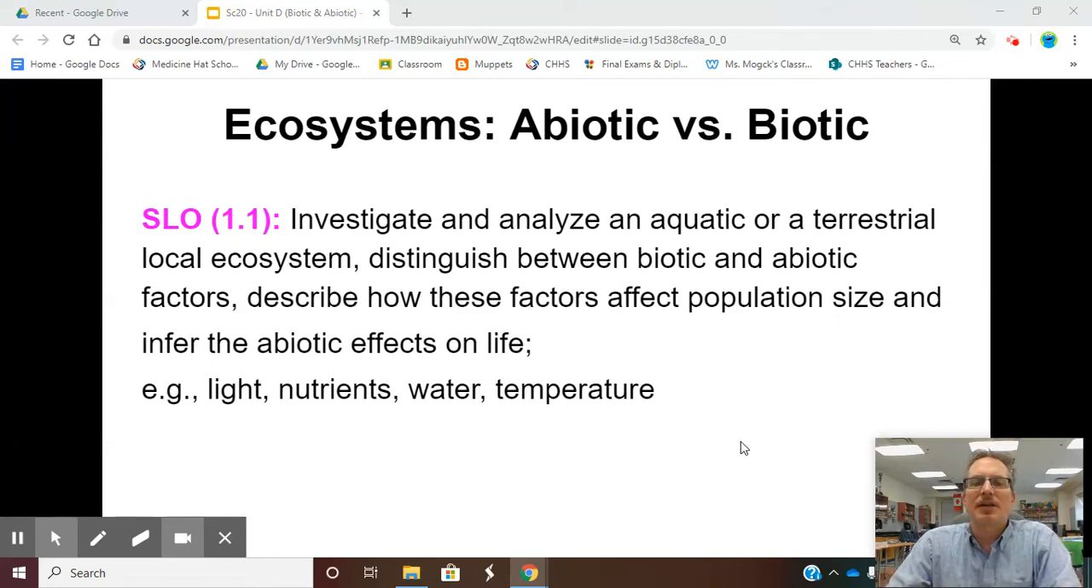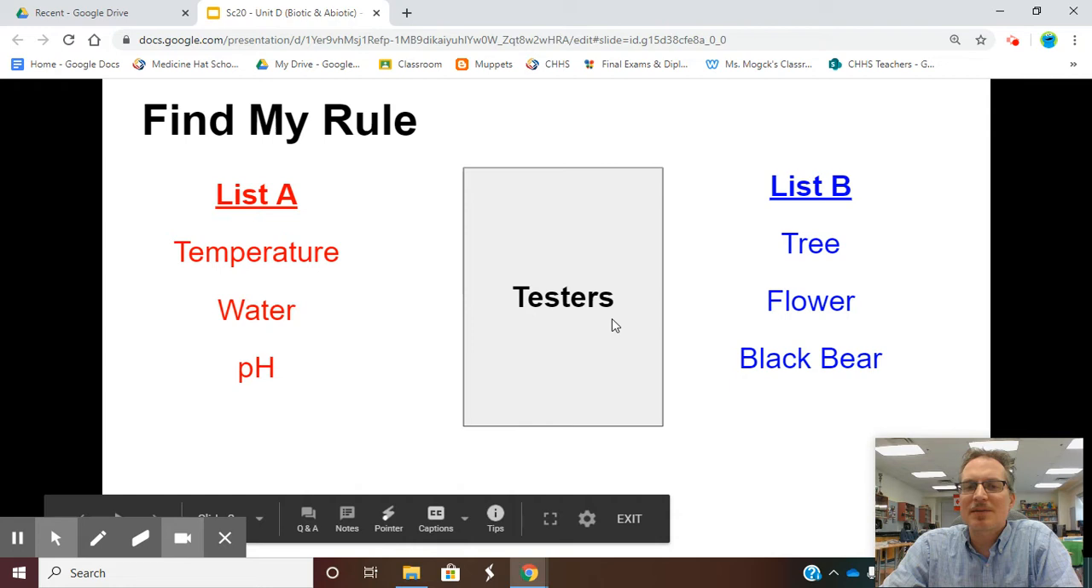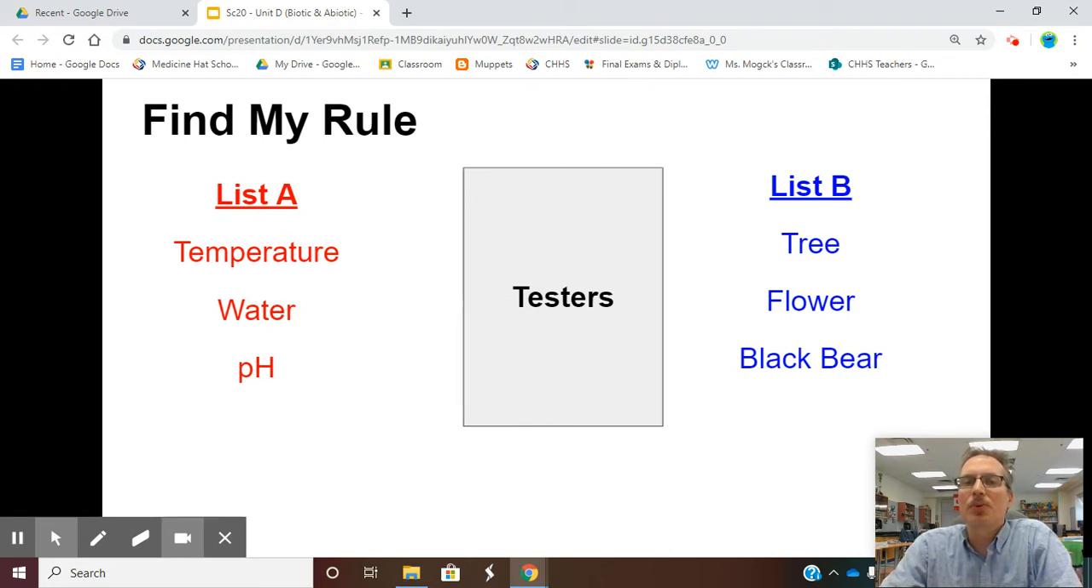Good morning, Science 20s. Our lesson today is on distinguishing between biotic and abiotic factors and describing how these factors will affect population size. I have two lists here, and what I want us to do is look at what's under each list and see if we can decide where we're going to put some of these extra items underneath the testers, and then we'll determine the rule for that list.